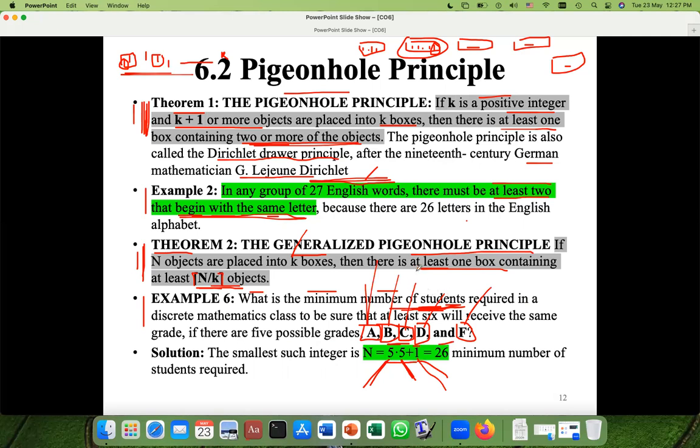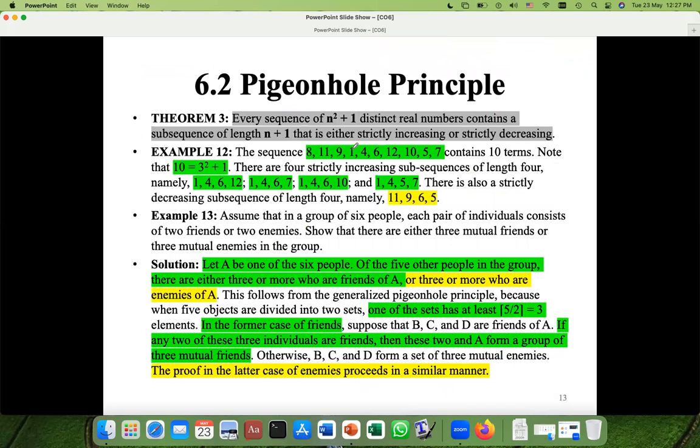That is the at least condition. At least. More is possible, we know that. But this is the at least condition according to that theorem. And this 26 is the answer of this example 6. So the minimum number of students needed for this class is 26. Moving on. Theorem 3.